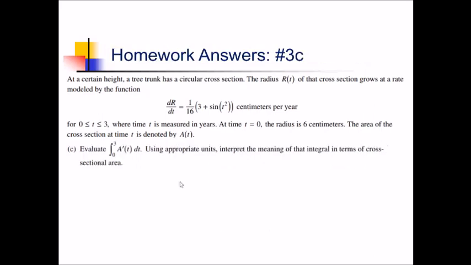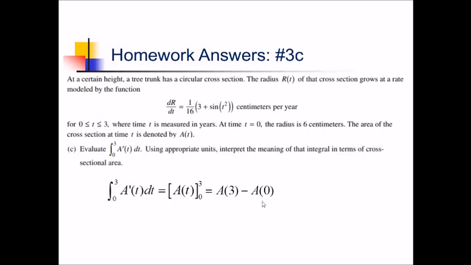For this last problem part, we want to evaluate the integral from 0 to 3 of A prime of t dt, and then interpret the meaning of this integral in terms of cross-sectional area. All right, well, if I'm taking the integral of this thing, I'm just taking the antiderivative of A prime, which is just A. So we are evaluating that, A of t, from 0 to 3, which is simply A of 3 minus A of 0.